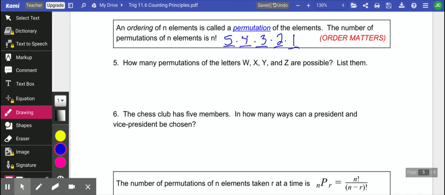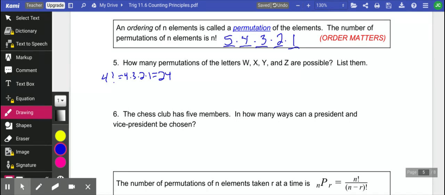So we want to know how many permutations of the letters W, X, Y, and Z are possible and list them out. So that's 4 letters. So 4 factorial is 4 times 3 times 2 times 1, which is 24. You have a factorial button on your calculator. If you're doing the scientific one, remember it's in your probability menu. If you have a graphing calculator, go to math and then arrow over to probability and you'll find it. Okay, we're going to list these 24. We're actually going to do this.